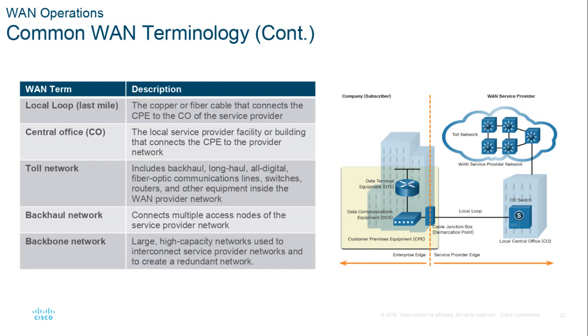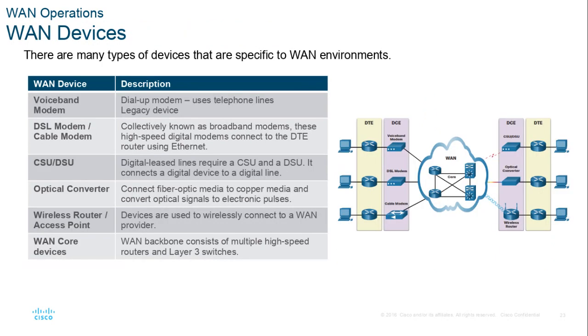The toll network is what you're paying your monthly subscriber rate for. That pays for AT&T or any of the internet service providers to pay for all their facilities and keep them working. A backhaul network or a backbone network is a network that connects all of those central offices together, all those telephone company and service provider central offices together. So WAN devices can include the old dial-up modems. That's a legacy device. The Hayes dial-up modems are making the screeching cat's noise.